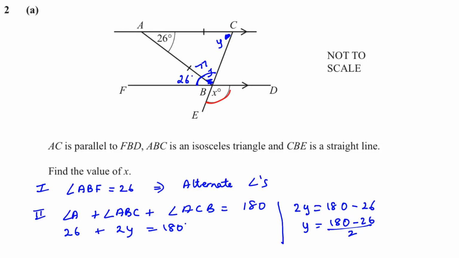We want to find this angle x, and we have found this. You can see it's a vertically opposite angle. Therefore, x is equal to 26 plus 77, which is equal to 103.